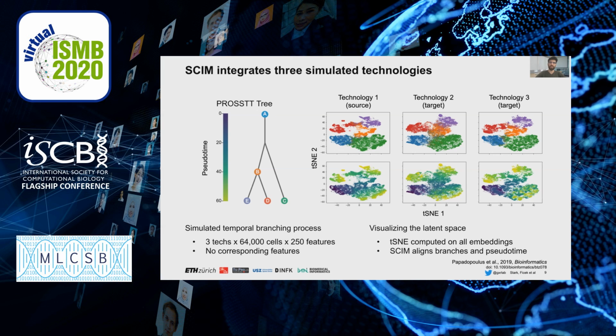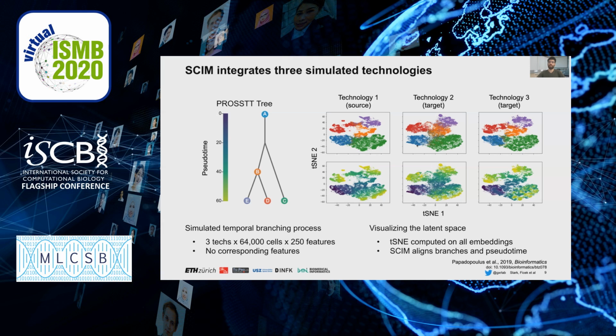The integrated latent space is visualized by computing t-SNE projections on the joint set of embeddings. Each column here shows the t-SNE projection from a single technology, while the rows are colored by branch label and pseudotime, respectively. Since t-SNE projections are computed using the embeddings from all technologies, the axes here have the same orientation and scale. These embeddings reflect the structure defined by the tree and are aligned across all 3 technologies.